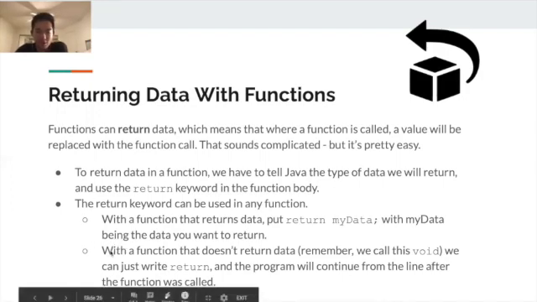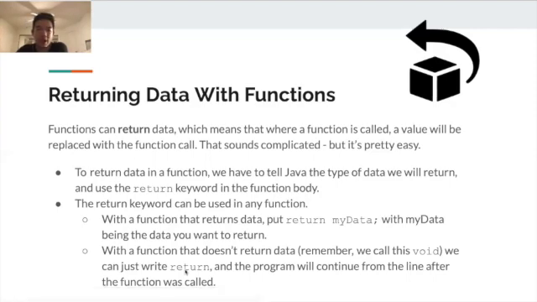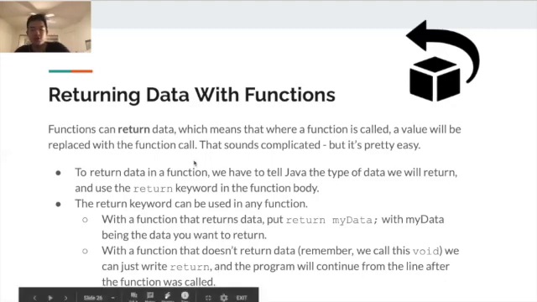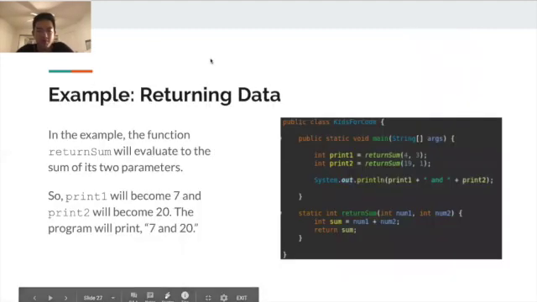So with a function that doesn't return data, which is void, and that's what we saw in the last example, we can just write return, and the program will continue from the line after the function was called. In other words, if we just put return, it's going to quit that function and then go back to the place that the function was called. So let's look at this a bit in Eclipse. I also have a slide on it here.